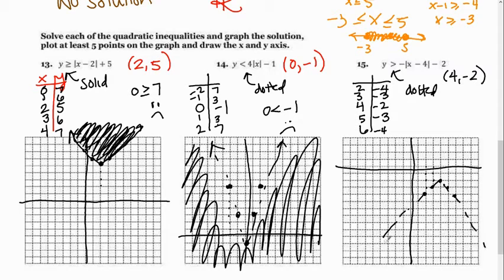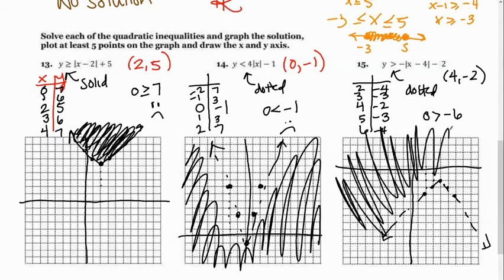Okay, and then the last step is to test 0, 0. Is 0 greater than, what do I get here? Negative 6. Yes, 0 is greater than negative 6. So I would shade above.